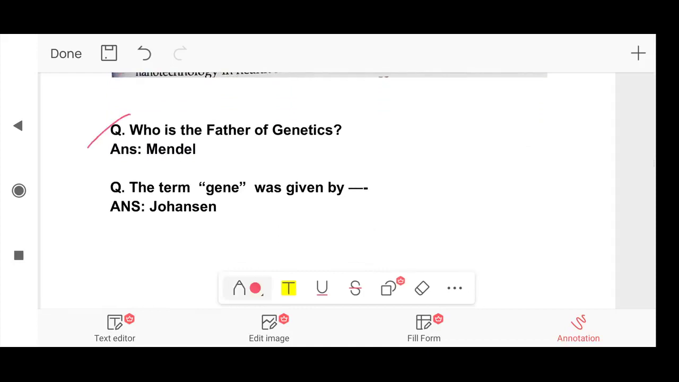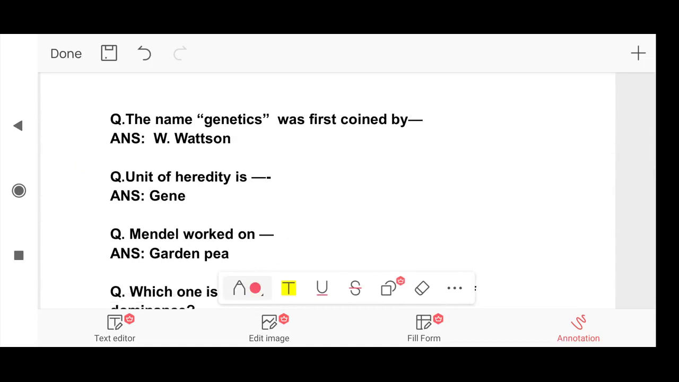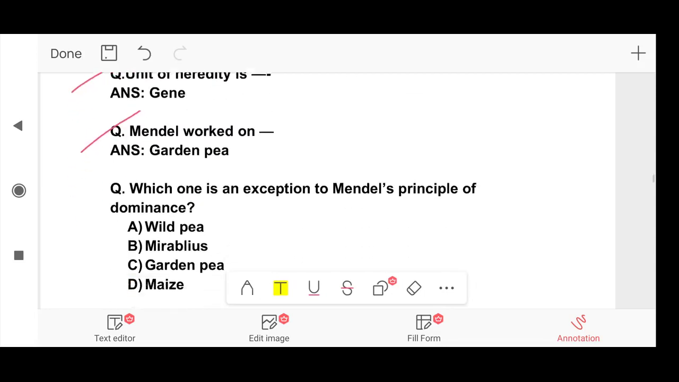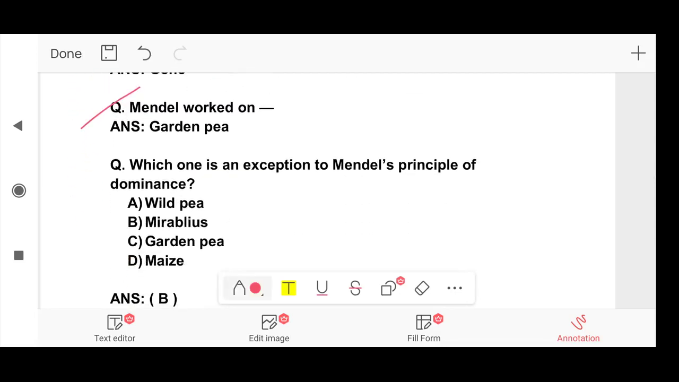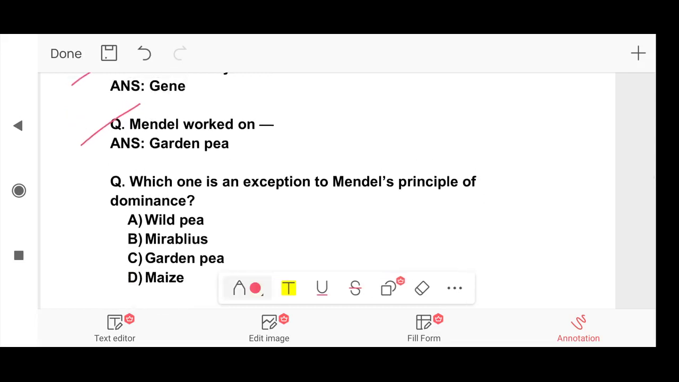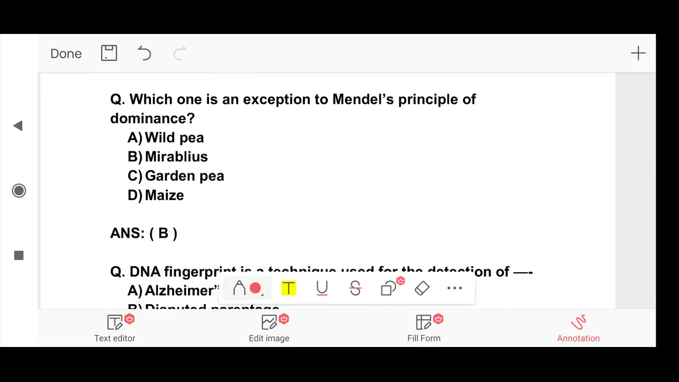First question, who is the father of genetics? Answer, Mendel. Next, the term gene was given by? Answer, Johannsen. Next question, the name genetics was first coined by? And the answer is W. Bateson. Next question, unit of heredity is? Answer, gene. Next, Mendel worked on? Answer, garden pea. Next, which one is an exception to Mendel's principle of dominance? And the options are wild pea, mirabilis, green pea, and maize. And the answer is option B, mirabilis.